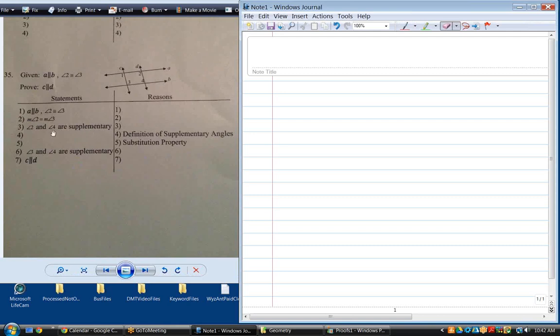And number 3, angle 2 and angle 4 are supplementary. Why are they supplementary? Probably, I don't know, is it the definition of supplementary? It's the parallel lines theorem. Wait, I've never heard of that before. Yeah, I had to look it up in the book myself to know what the theorem was called.